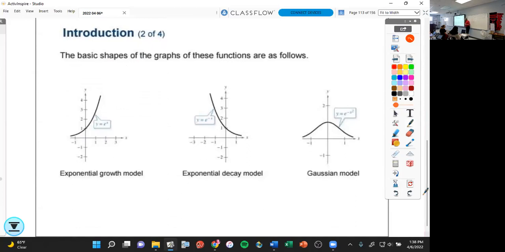Take a look at what some of these look like. Exponential growth obviously goes up forever. Starts off slowly growing, and then as the growth increases, it increases even faster. Exponential decay starts off decaying rather quickly and then slows down. Gaussian model, what's that look like? Huh? Roller coaster? A bell curve? Okay, Gaussian model is going to look like a bell curve.